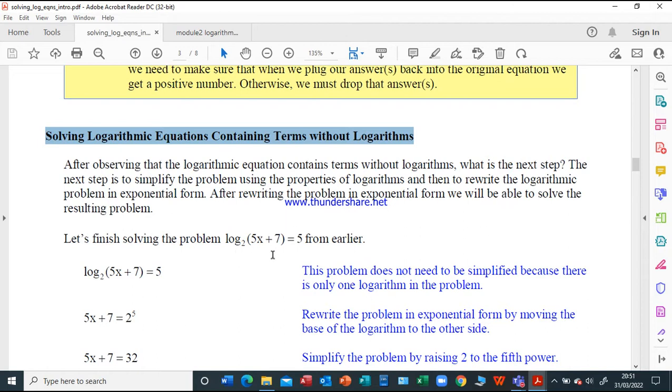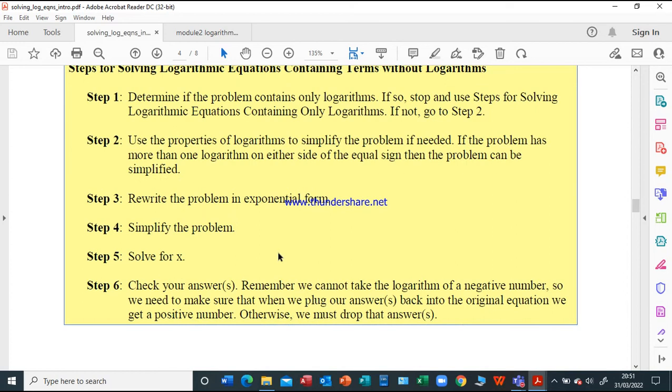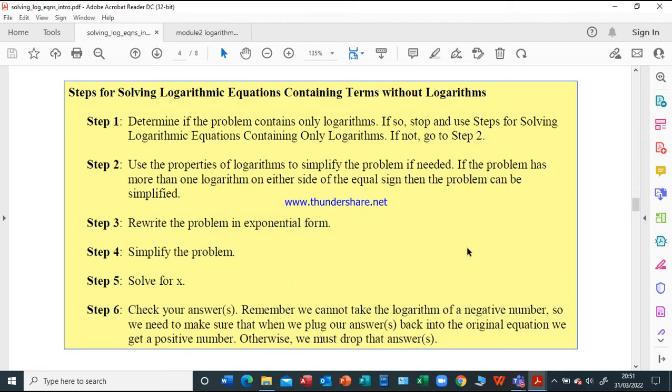The steps are on the next page. I want us to just go through these 5 steps, like we also had with the equations which had logarithms on both sides. The first step, of course, is to inspect. You determine if the problem contains only logarithms. If so, then we use the steps for solving logarithmic equations containing only logarithms. But if it is not, and in this case we are dealing with not, we move on to step 2.